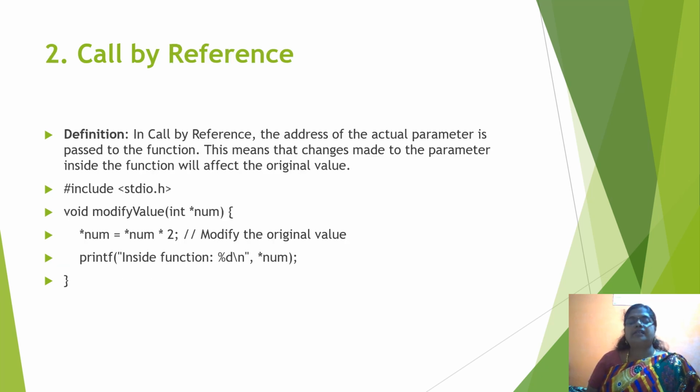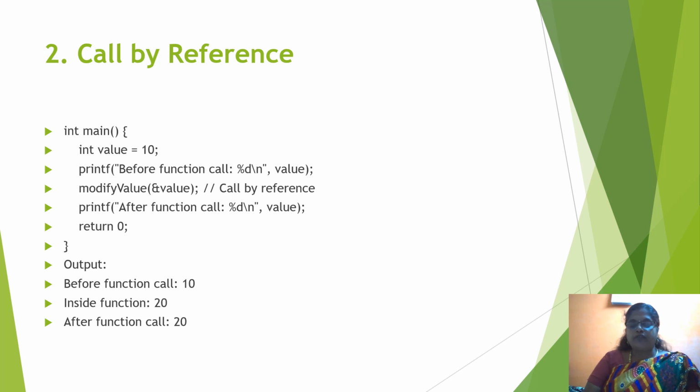Call by reference. In call by reference, the address of the actual parameter is passed to the function. This means that changes made to the parameter inside the function will affect the original value. In the main function, before the function call, the value is 10. Inside the modifyValue function, the value 10 is changed to 20. After the function call, the value is 20. It means that the changes made to the parameter inside the function will affect the original value.